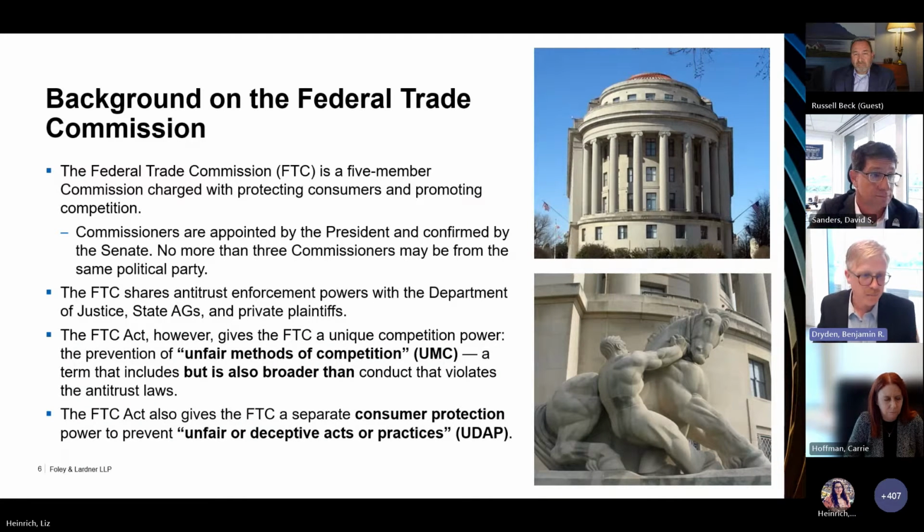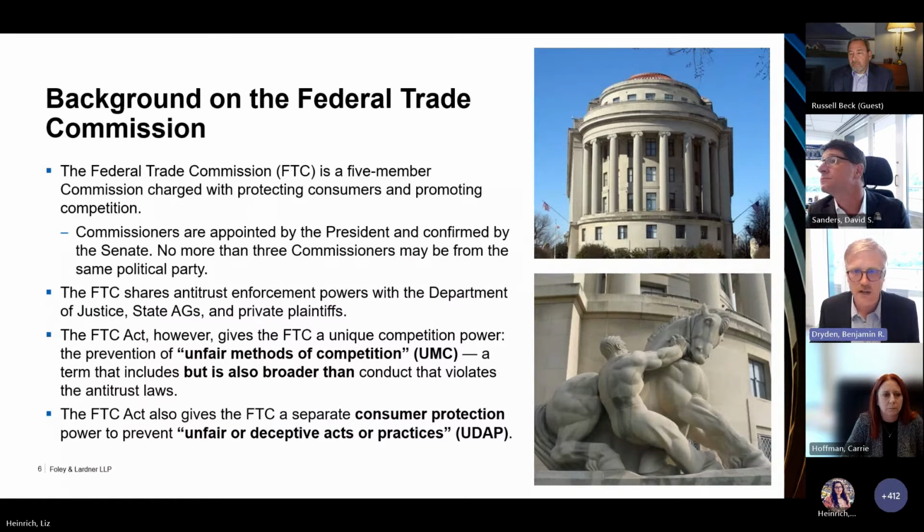To put a little bit of precision around what these mean, because they are inherently fuzzy terms, an unfair method of competition is something that sounds in antitrust. So conduct that violates the antitrust laws is per se an unfair method of competition for purposes of the Federal Trade Commission Act, but the power is broader and they can reach things that aren't necessarily antitrust violations. UDAPs, unfair or deceptive acts or practices, those are things that really sound in consumer protection. So it's consumer protection, it's promoting competition. Those are the 2 fundamental mandates of the FTC.